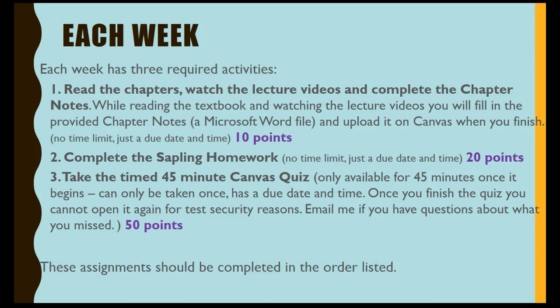You should do these assignments in the order that I have them listed. First, read the chapter, watch the lecture videos, and do the chapter notes. After you've done that, work on the Sapling homework. Again, that lets you use your resources, take as much time as you want. Once you've read the chapters, watched the lecture videos, done the chapter notes, and finished your homework, you should review the material before you take the Canvas quiz.